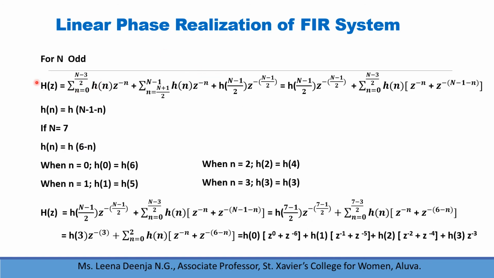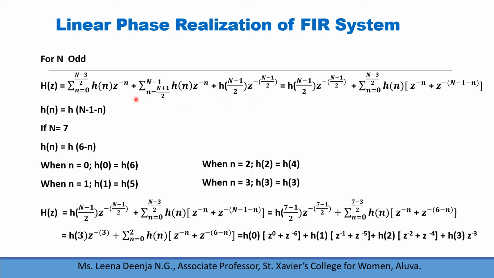Now, for the second case, that is when n is odd, our H(z) is the sum from n equal to 0 to N minus 1. That limit we can split into 3. The first one is from n equal to 0 to N/2 minus 3/2, h(n) z raised to minus n. Then the next one is n equal to N/2 minus 1/2, a single value. Substituting that, it is equal to h((N minus 1)/2), z raised to minus (N minus 1)/2.